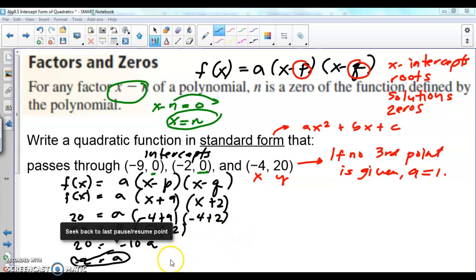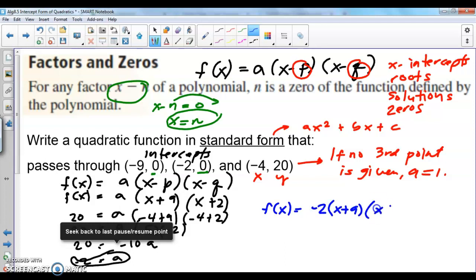So now that we know the value of a, we can write down our final answer in intercept form, and we get f of x is equal to negative 2, that's our a value, times x plus 9, times x plus 2. So in the equation, you don't substitute your third point. I copied this from here, but I went back to a and changed the a value to negative 2. Is it done? No, not yet, because you have to write that in standard form.